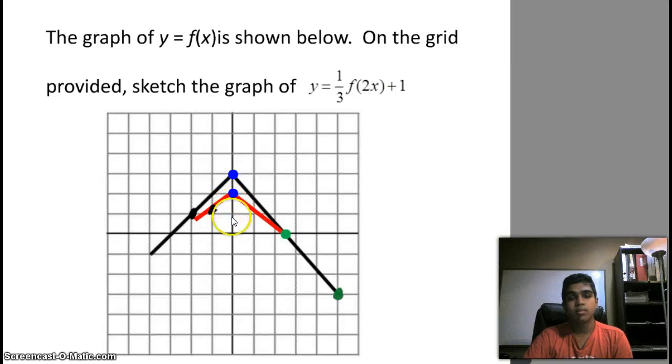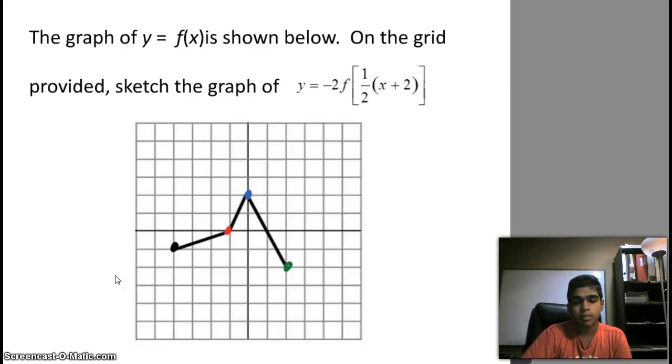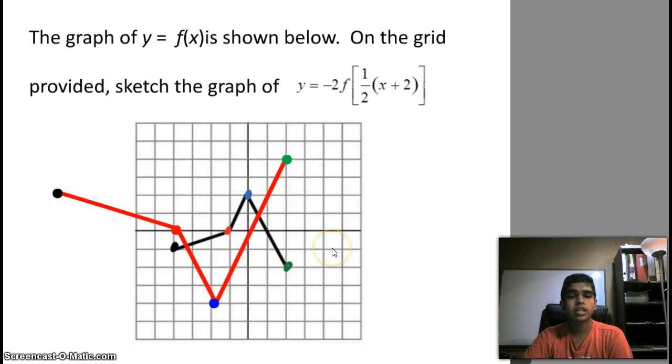And then if you do the same transformations to the other points, that's how you should end up with your blue over there and your green over there. And once you have your points, you just connect the dots and you should be good to go. This is our second example over here. I'll just show you the new drawing. That's what it looks like.